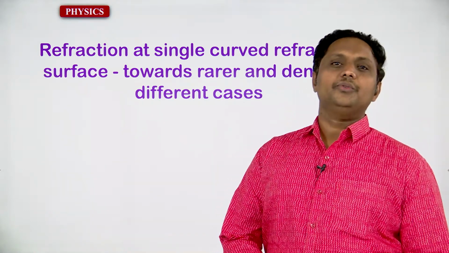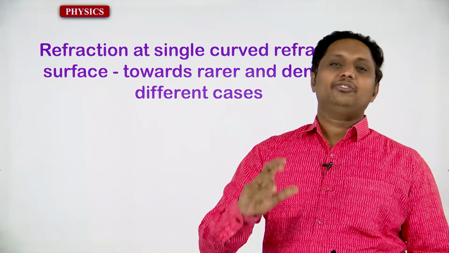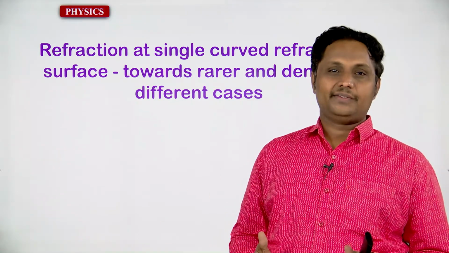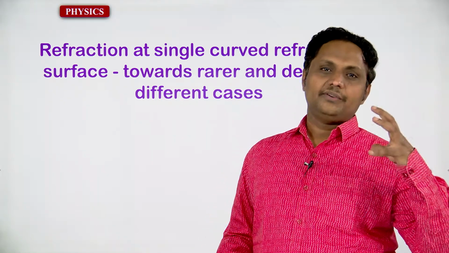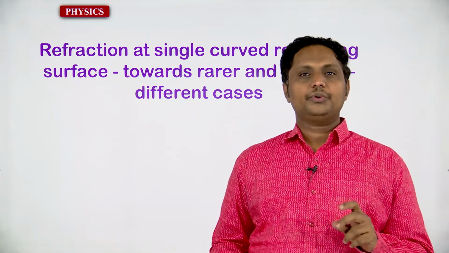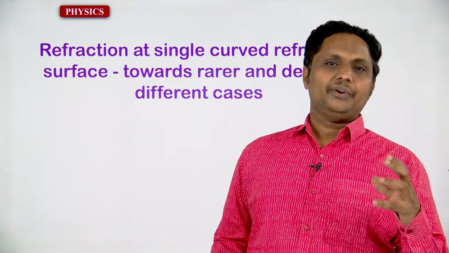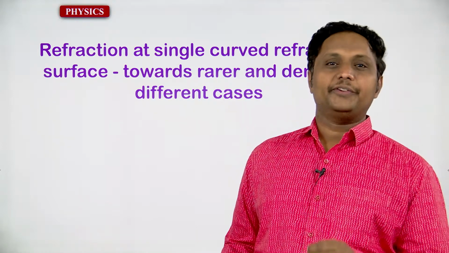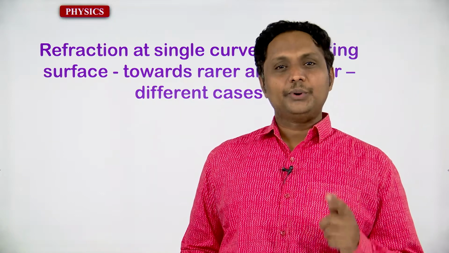If you want to find out the position of the image, whether it is going to be virtual or real, you have to find out the different cases. You need to take the concave refracting surface and the convex refracting surface, two curved refracting surfaces. Now we are going to take different cases: whenever light enters from rarer medium to denser medium, and whenever light enters from denser medium to rarer medium.